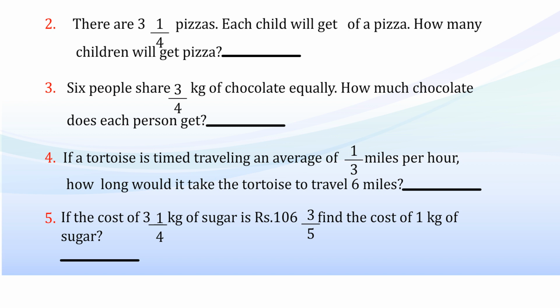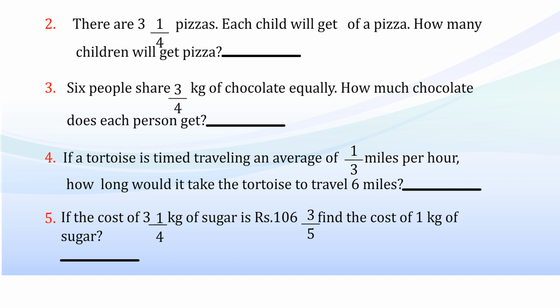2. There are 3 pizzas. Each child will get 1/4 of a pizza. How many children will get pizza? 3. 6 people share 3/4 kg of chocolate equally. How much chocolate does each person get?